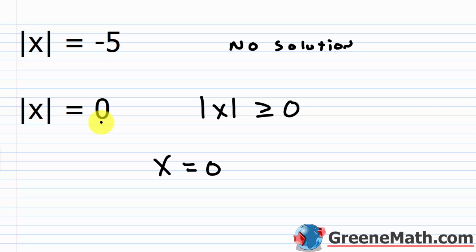If this was the absolute value of x is equal to 2, again, x could be 2 or it could be negative 2 because each have an absolute value of 2. But when you get 0 there, you only have one unique number that has an absolute value of 0, and that's just 0.